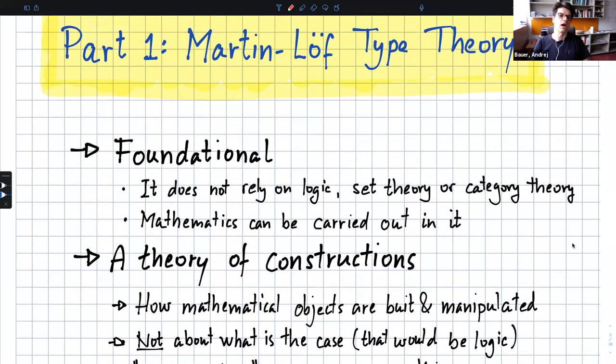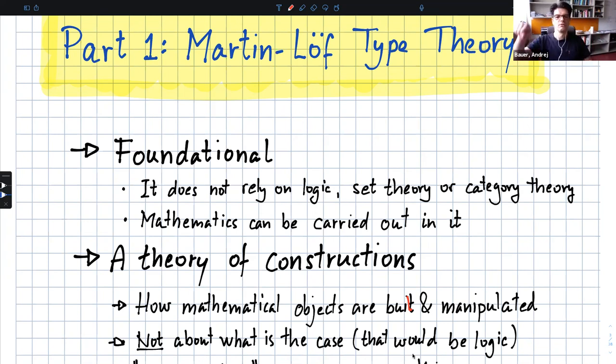If I had to describe with one phrase what type theory is about, I would say it's a theory of constructions. So it tells you in an abstract way and in a very general way how mathematical objects are built or constructed, and how they are manipulated, how they're taken apart, how they're put together, things like that. It's like Lego blocks, right? You get a bunch of Lego blocks, you play with them.